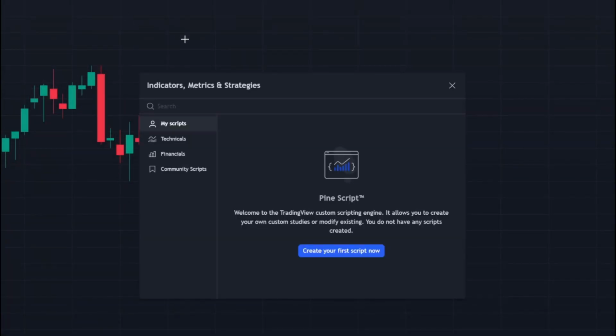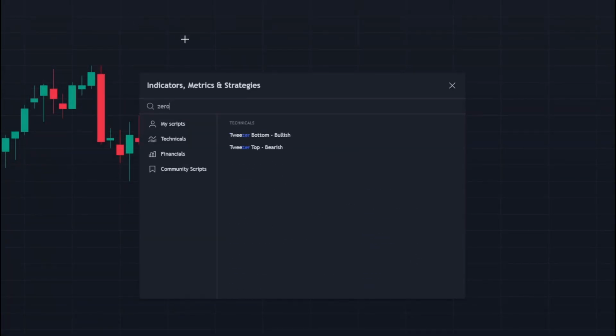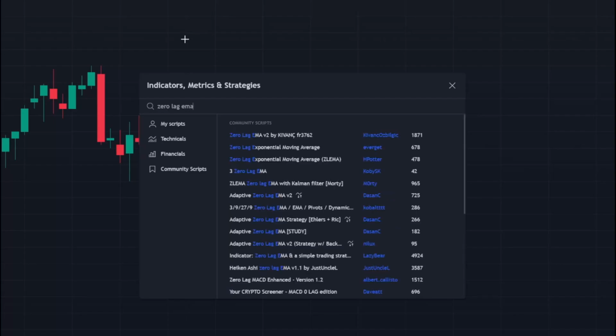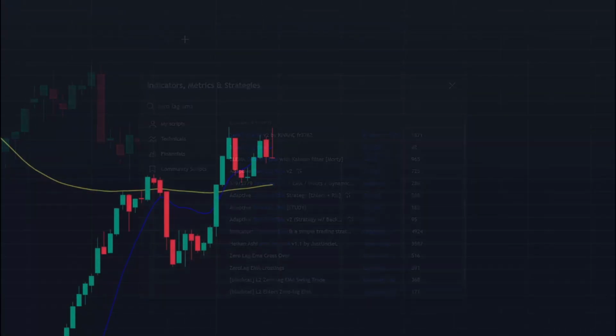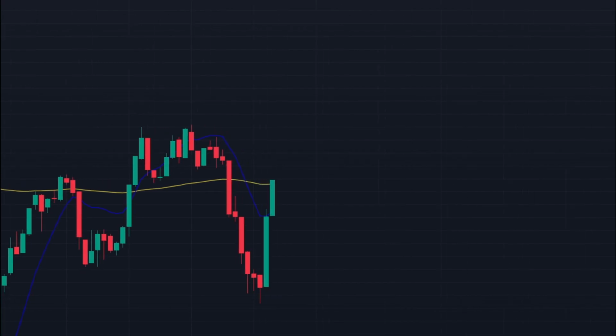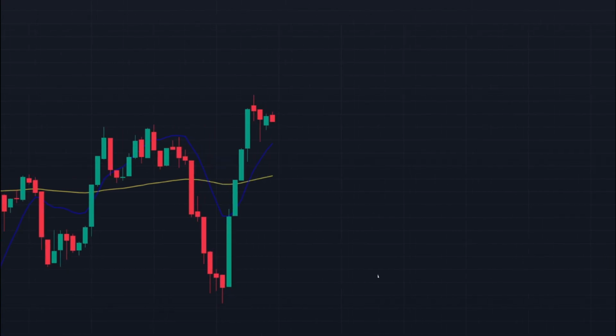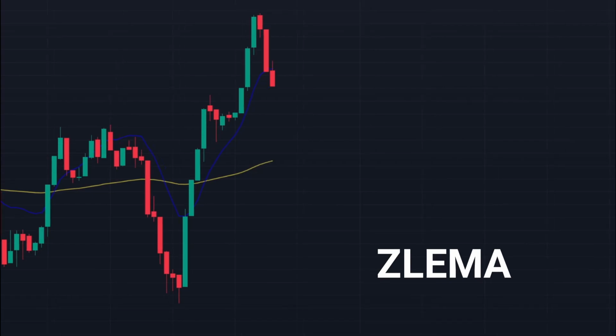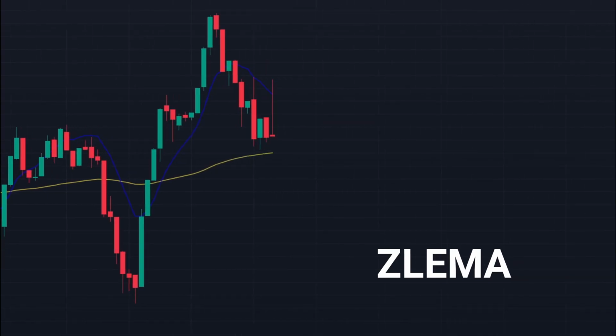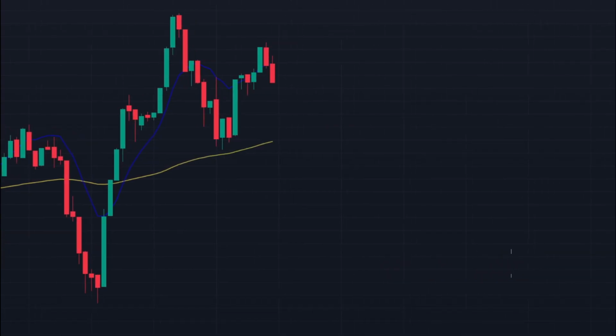This can be resolved with indicators that reduce the lag, known as the zero-lag moving indicators. In this video, we will be showing a simple yet powerful zero-lag exponential moving average, or ZLEMA indicator, that will help identify the trading entry points and make profitable trades consistently.